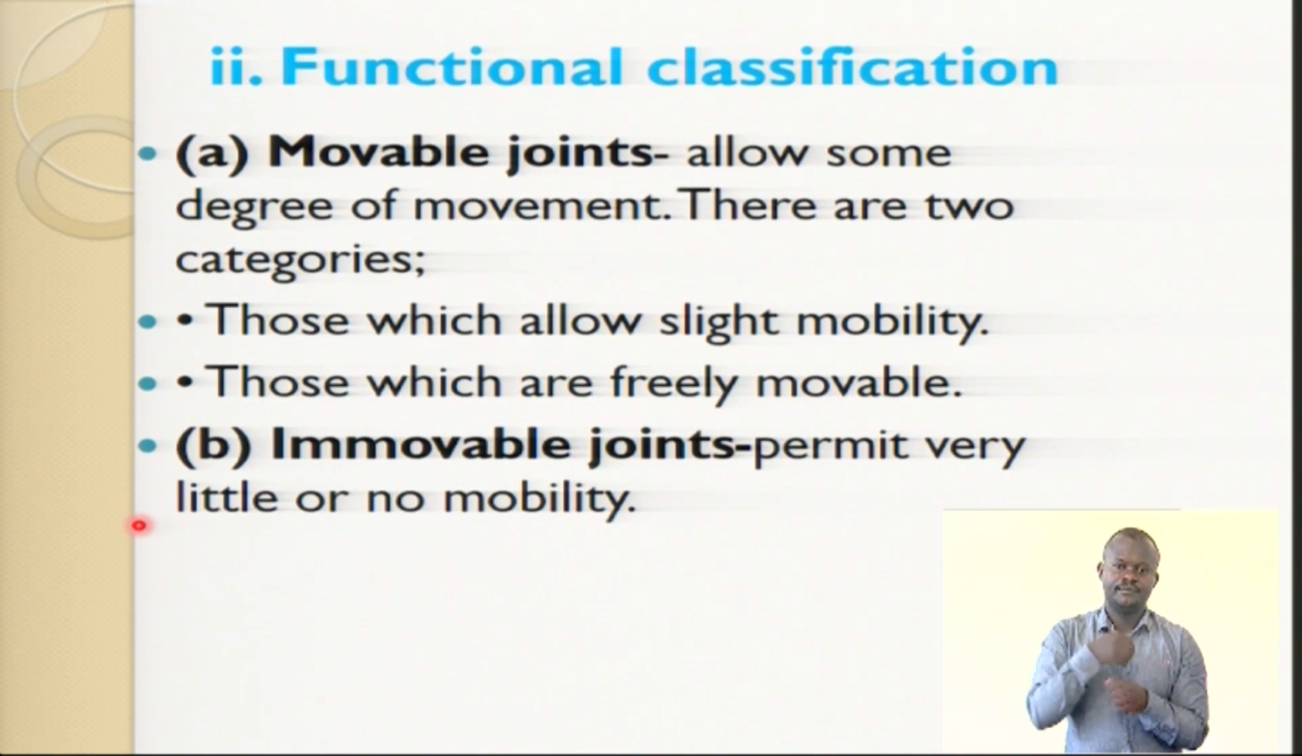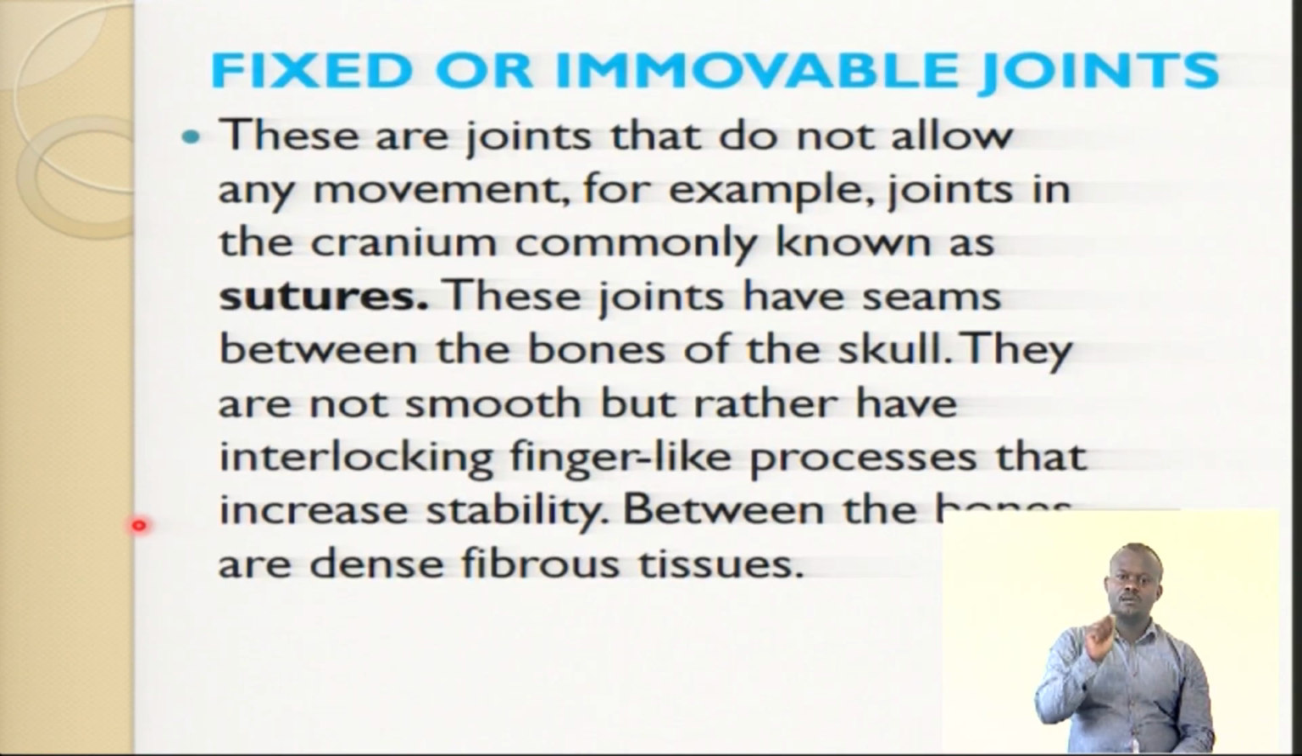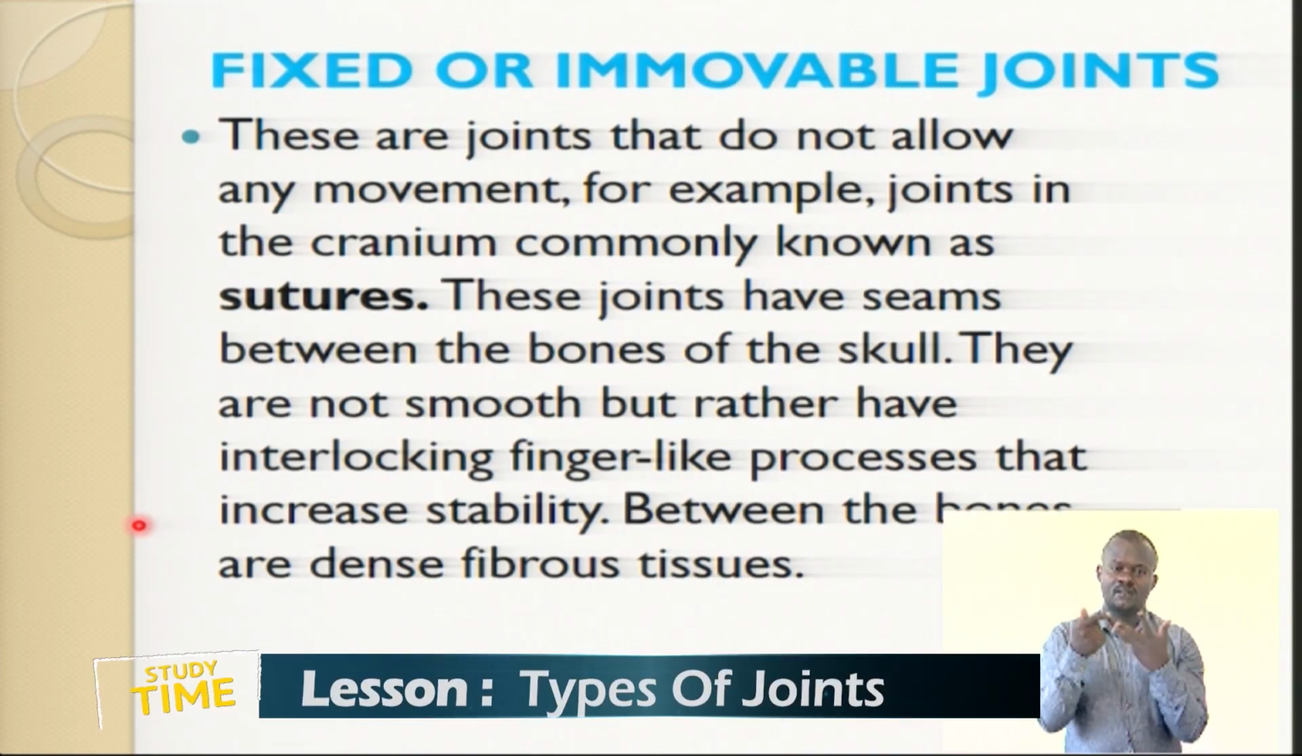We have immovable joints, which have permanently very little or no mobility. They can't allow any movement. But the movable ones can allow some movement, but not totally in that way. They can allow maybe slight mobility or free movement. That is movable joints. We have fixed or immovable joints. Fixed, as the word implies. These are joints that do not allow any movement.